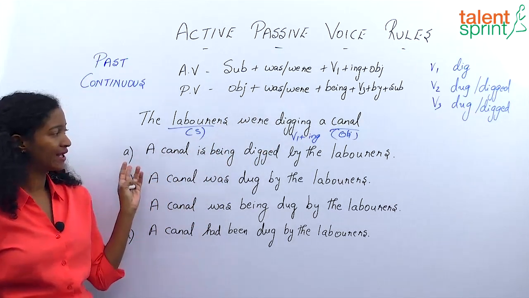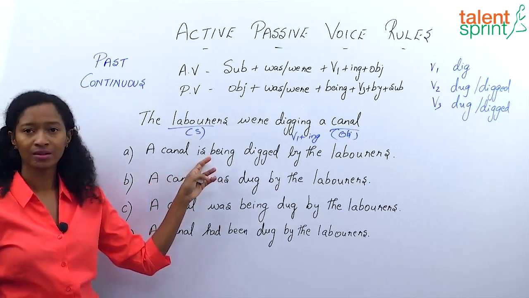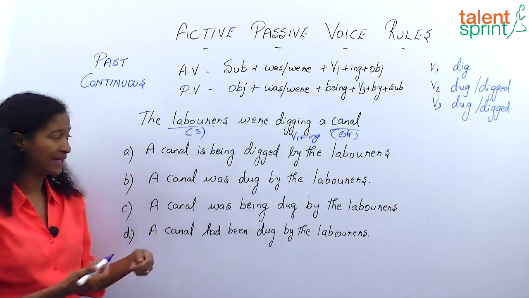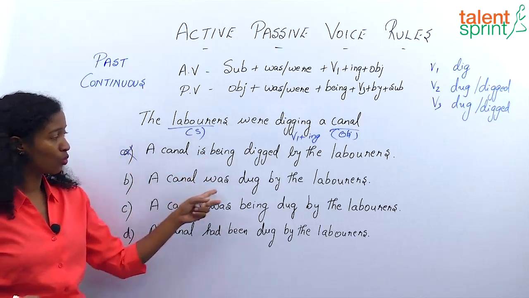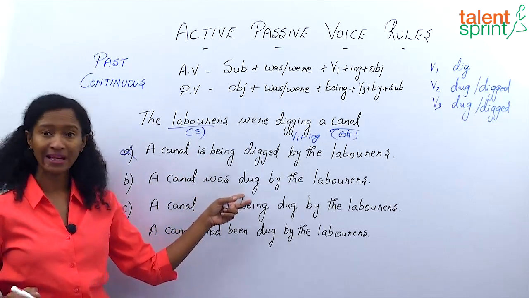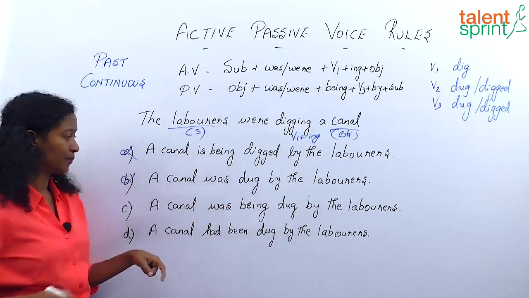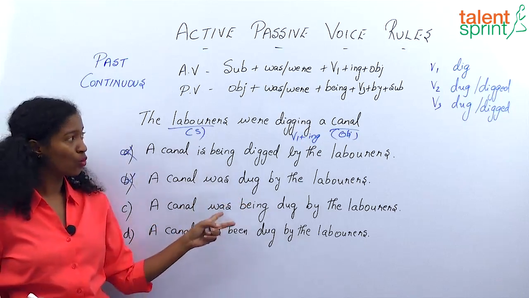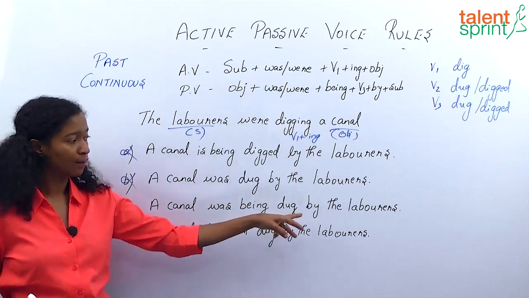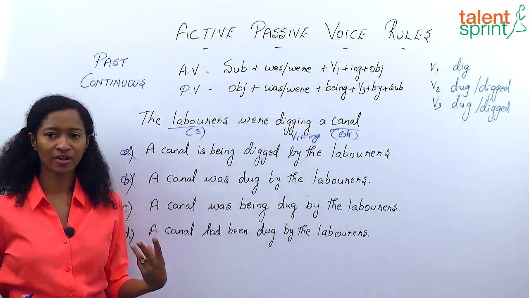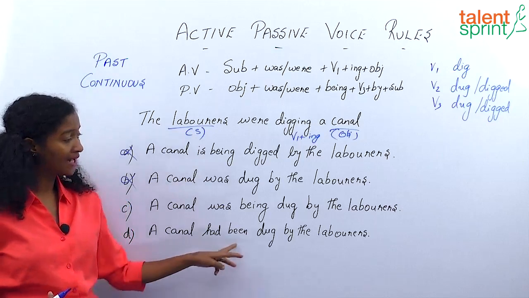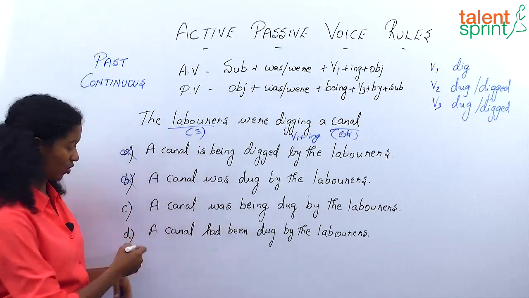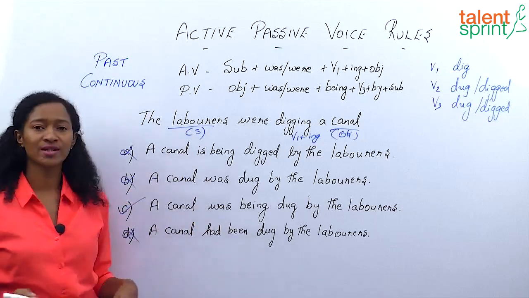So if you look at A, it says is. It doesn't say was or were. I can quickly eliminate option A. Option B, a canal was, but then there's no being, so I can quickly eliminate option B. C, a canal was being dug by the laborers. Seems like our best fit, but let's quickly look at option D as well. A canal had been dug is not the form that we need. So our answer option is C.